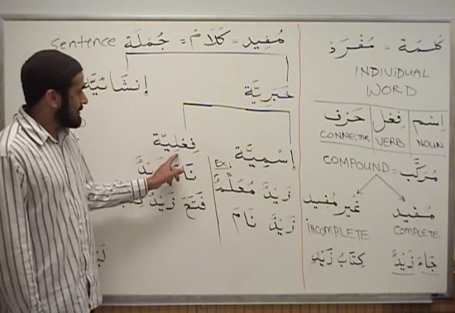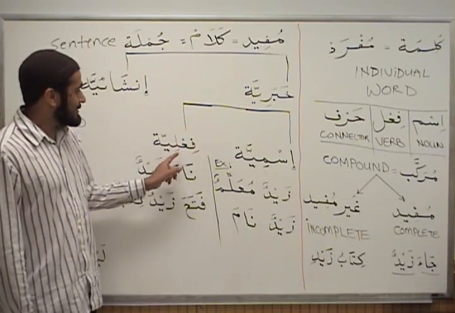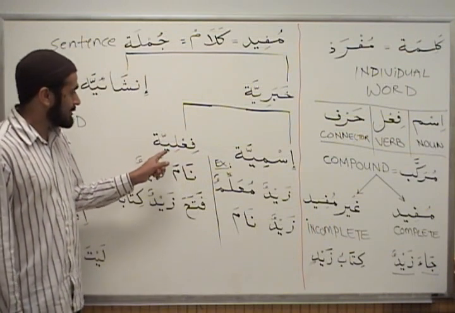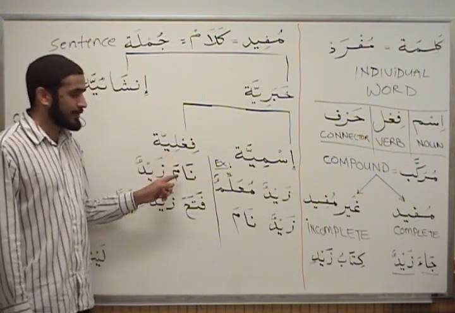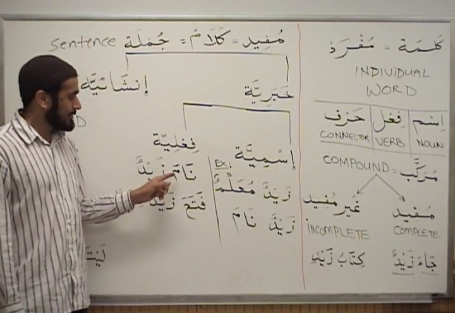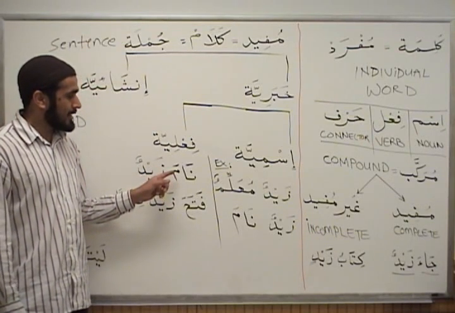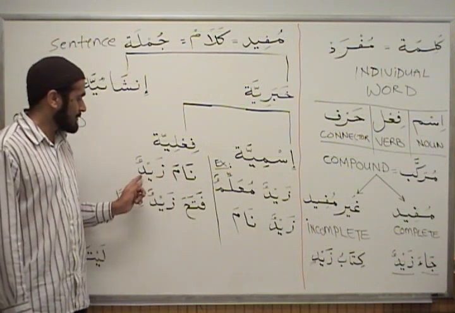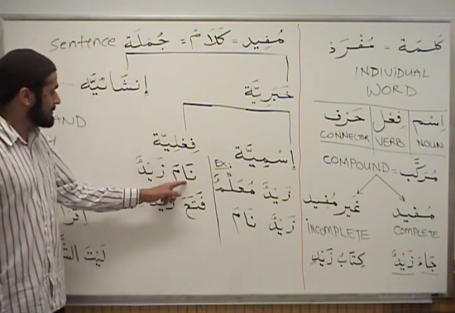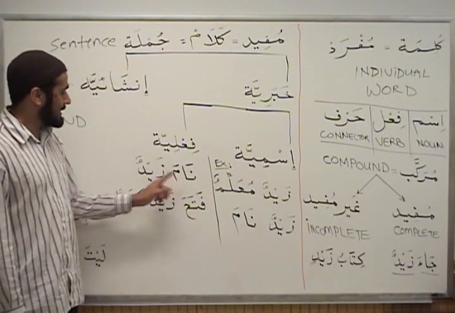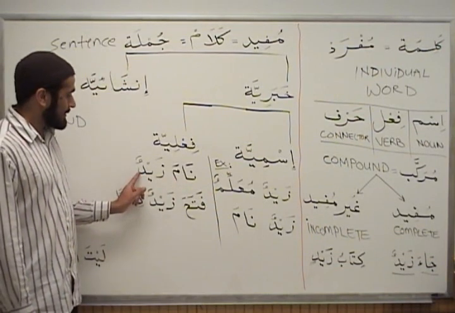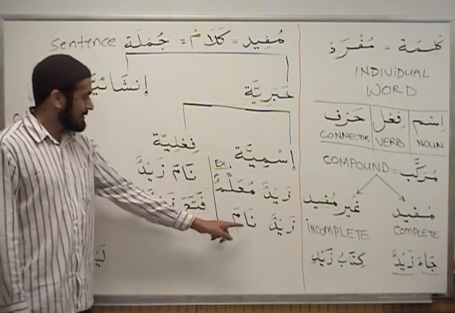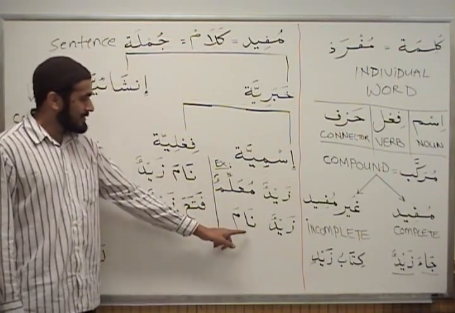And the other kind of khabariya is fa'liya. And obviously it is the kind which begins with a verb, with a fi'l. So if it begins with a fi'l, then it is jumla khabariya fa'liya. Nama Zaydun. This is a compound of verb and noun, fi'l and ism. So therefore it's a jumla khabariya fa'liya. If you notice, these two convey the same meaning. Here it says Zayd slept.